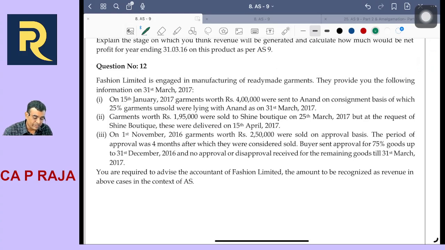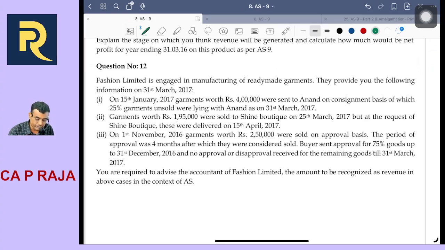Garments worth 1,95,000 were sold to Sign Boutique on 25th March 17, but at the request of the Sign, these were delivered on 15th April. Should I take it as a sale on 25th March or 15th April? 15th, huh? Yeah. On 1st November 2016, a garment worth 2,50,000 was sold on approval basis. The period of approval is 4 months.